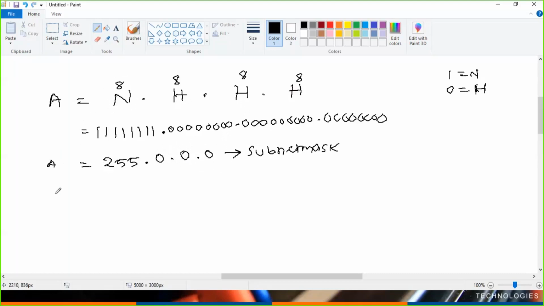Then what will be the subnet mask for class B? For class B networks, the subnet mask is 255.255.0.0. For class C, 255.255.255.0.